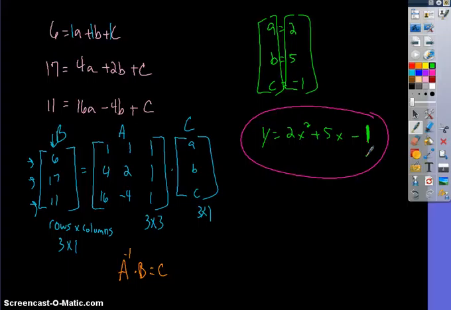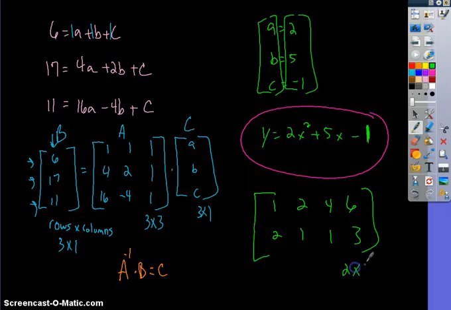So yeah. Just real quick, if I gave you this matrix, 1, 2, 4, 6, 2, 1, 1, 3, what are the dimensions of it? As in 3 by 1, 2 by 1, and so forth. Right, so if you said 2 by 4, you're right.